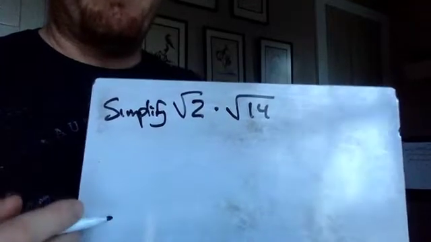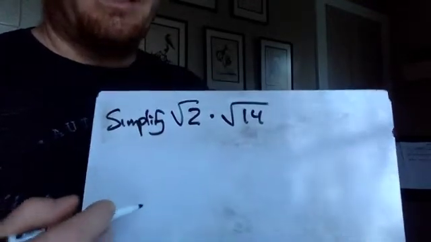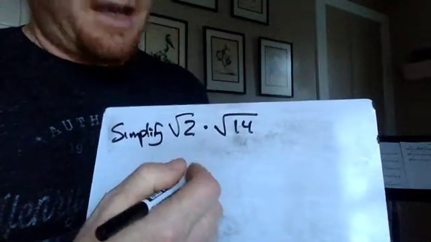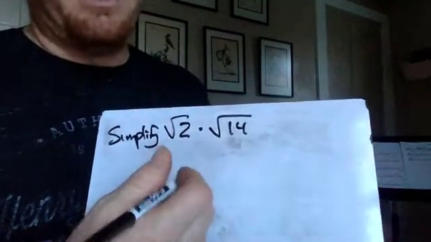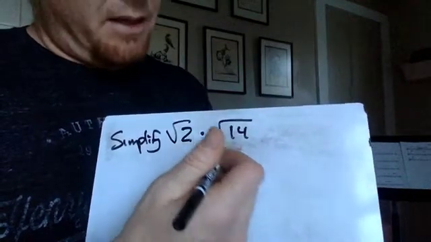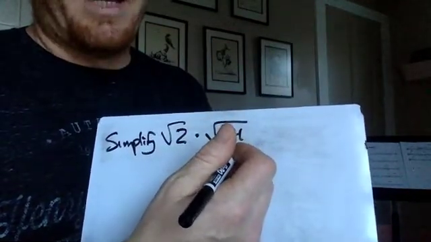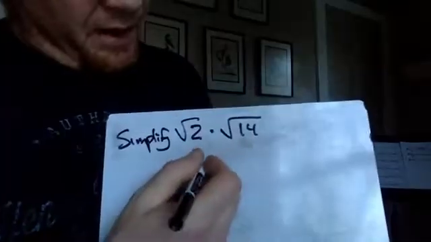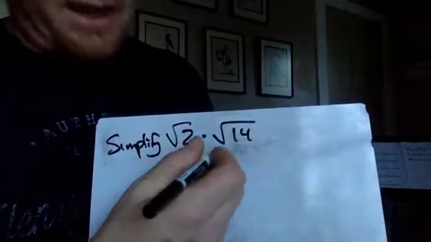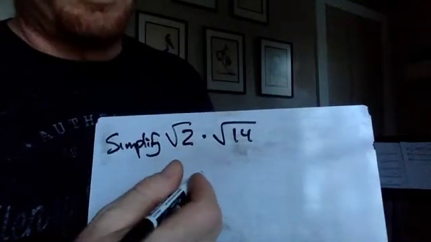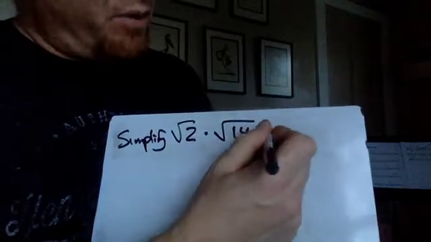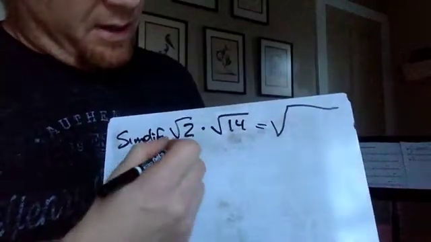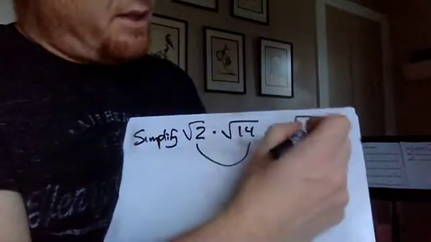Now, if you remember, we had started with everything under one radical sign, and then we broke it up into a product. Well, this is after they break up the product, and I've written them under separate radical signs. So we're just going to go backwards. When you have two radicals next to each other, the product rule says that we can multiply them and put them under one radical sign. So we're going to go 2 times 14. That's going to give us 28.